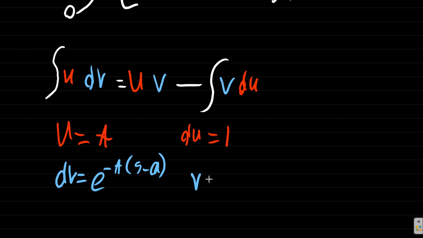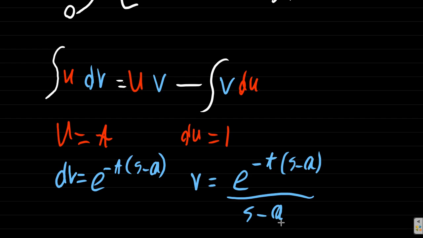So that v then, when you differentiate v, well, when we integrate, because to go from dv to v, you have to integrate. You're going from the derivative of v to v itself. You have to integrate, right? So v is e to the negative t(s minus a) over (s minus a).